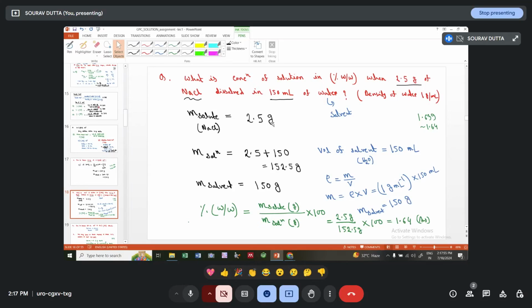Okay. So your mass of the solute is 2.5 gram, mass of the solvent is 150 gram. So mass of the solution, solute plus solvent, it will be 2.5 plus 150. So 152.5 gram. Okay. And now you can calculate percentage W by W. So mass of the solute, that is 2.5 divided by mass of the solution 152.5 into 100. Your answer will be 1.639 or approximate 1.64.